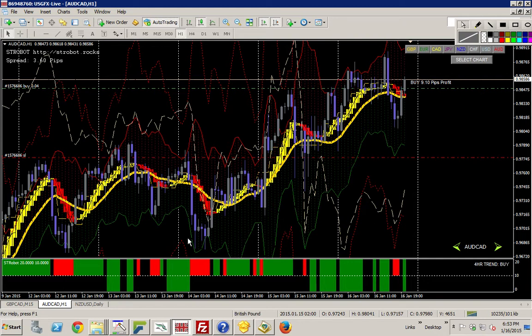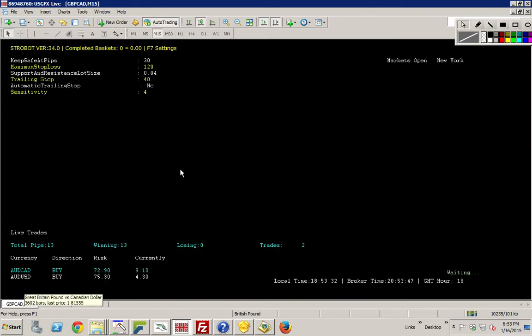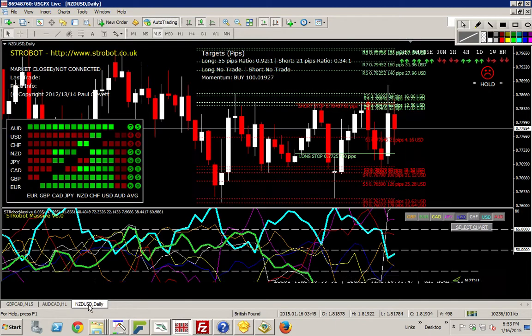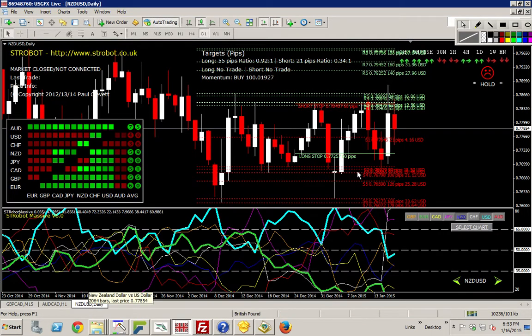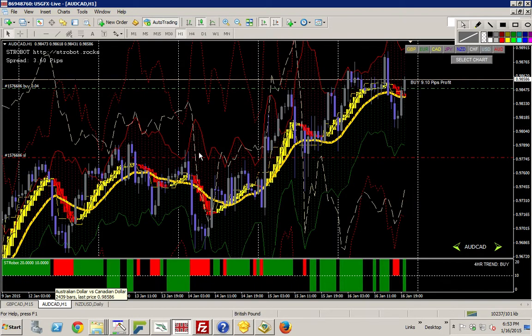STRobot is a MetaTrader 4 set of plugins. It consists of 3 charts. We've got the main STRobot chart here. We've got a daily overview chart, including currency strength, and we've got what I like to call STRobot Heikin-Ashi, but it's much more than this. It's actually how the robot is calculating things and taking trades.